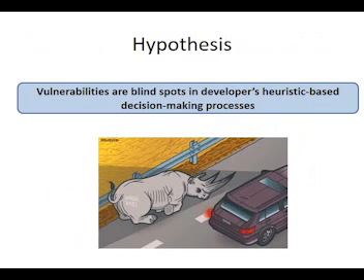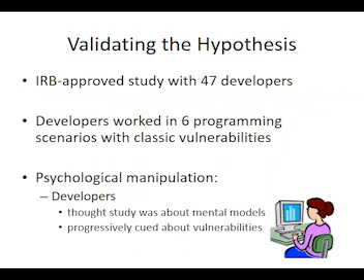So what are our hypotheses? That vulnerabilities are actually blind spots in the way developers think in their decision-making processes. So they cannot see them, like this picture, pretty much like the analogy of a car's blind spot. And then we set out to validate our hypothesis, or at least collect some indication that we were on the right path.